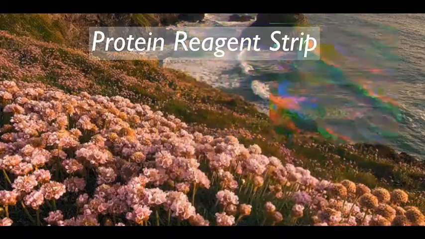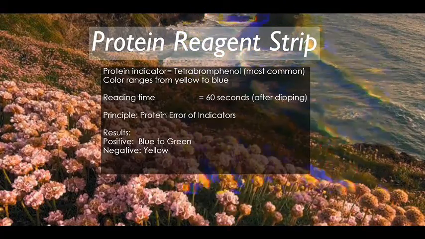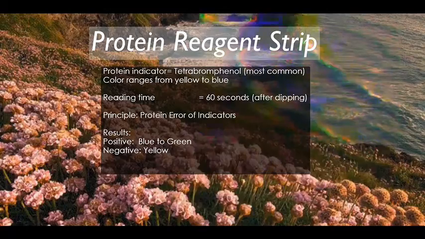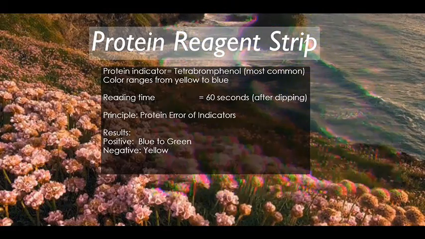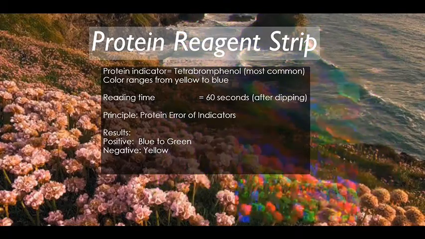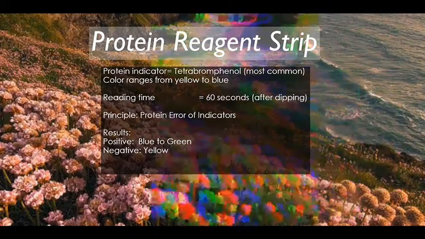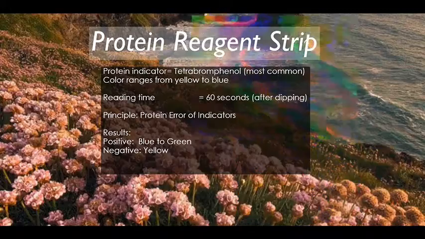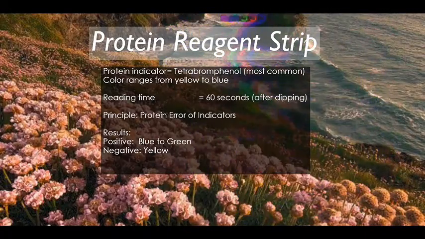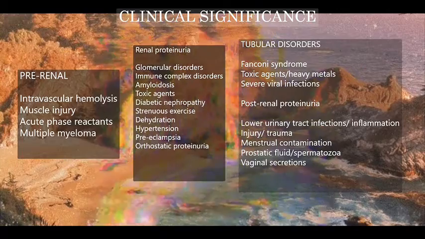Here we have the reagent strip for protein. Its protein indicator is tetrabromophenol blue. The color changes correspond to the urine specimen's amount of protein at a reading time of 60 seconds after dipping. Its principle is the protein error of indicators. The positive results are at a color range of blue to green, and the negative result is yellow. And here is the clinical significance.